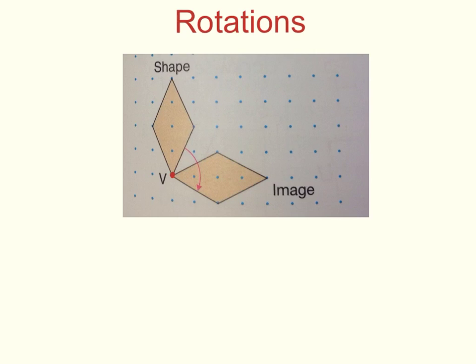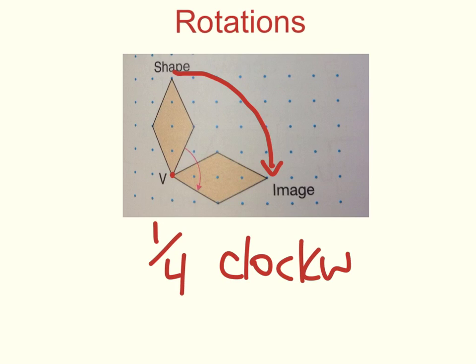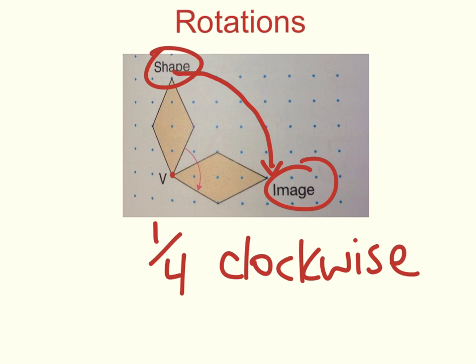So then we describe how much it turned. Well, if you think of a clock again, and it moved from here to here, that's a quarter turn, and it moved clockwise. So remember to always start at the shape and then look to the image after. Let's look at another example.